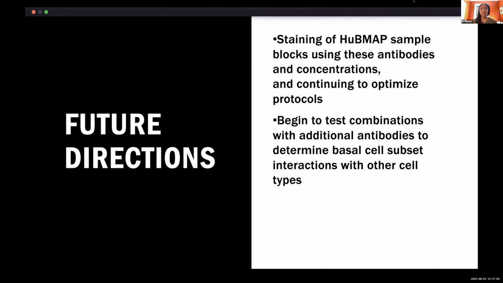Moving forward, we will continue to use HuBMAP, staining the HuBMAP sample blocks using these antibodies and concentrations while continuing to optimize the protocols that I learned throughout the summer. We also will begin to test additional antibodies to determine basal cell subset interactions with other subtypes and to continue to find those additional antibody concentrations.